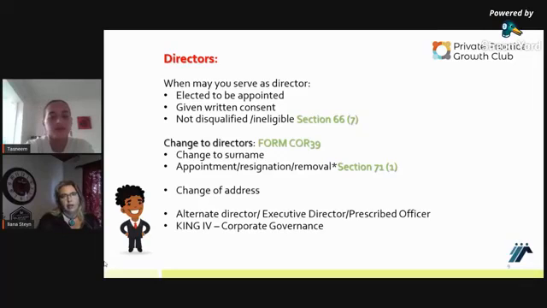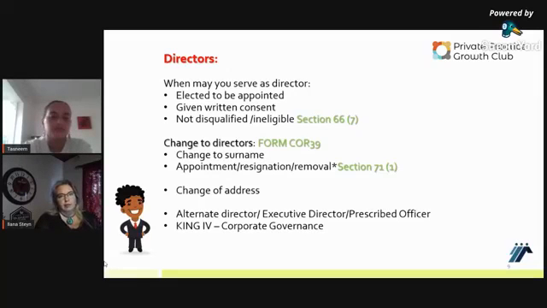Exactly. Proxies are used in certain instances, but an alternate director is somebody that is appointed on CIPC's records as the official person to stand in for you. Then you get executive and non-executive directors as well, and also prescribed officers. Prescribed officers would be somebody like, in a big organization, a dedicated company secretary or a public officer that's going to attend to your SARS documents or anything like that. So there are certain roles that you can officially appoint with CIPC as well.